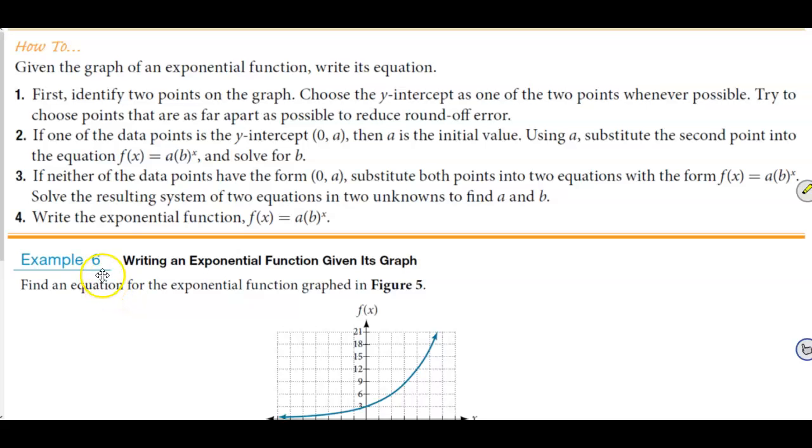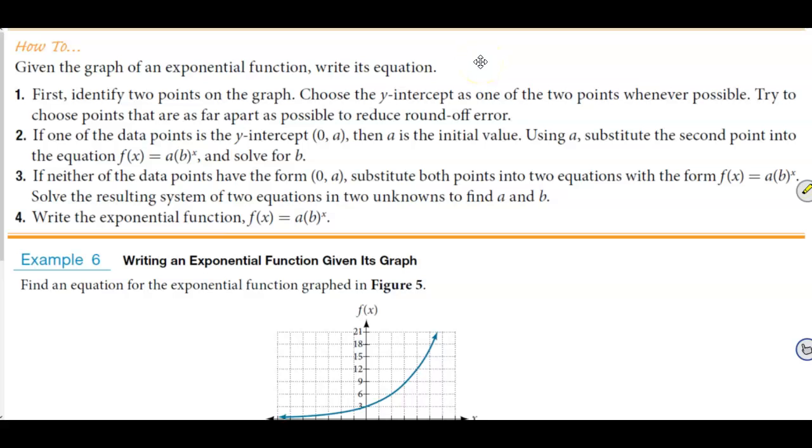Okay, in example 6, we're going to be writing an exponential function given its graph. So there's steps to how we have to go about doing this. Given the graph of an exponential function, we're going to write its equation. For number 1, first we have to identify 2 points on the graph.